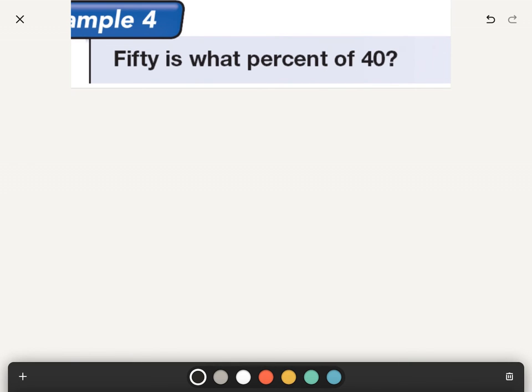50 is what percent of 40? Think about what the words mean and what that equation should look like. Just remember what is and of mean.